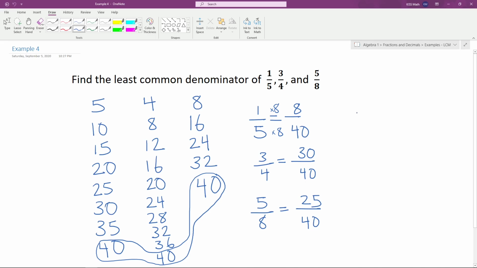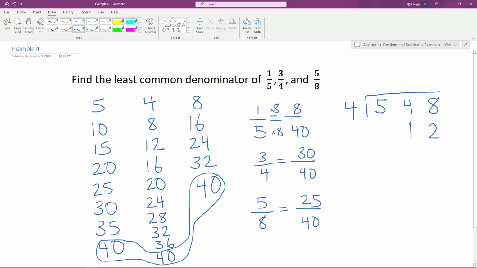So let's see if we can get the same answer using the ladder method. So we have our 3 denominators, 5, 4, and 8. And if you remember, we're trying to find a number that will go into all 3 of these denominators evenly. But if you can't, the next step is to find a number that would go into some of these denominators evenly. So there's not a number that goes into all 3, but I see a 4 and an 8, and I know both are divisible by 4. And so 4 will go into 4 one time, and 4 will go into 8 2 times.